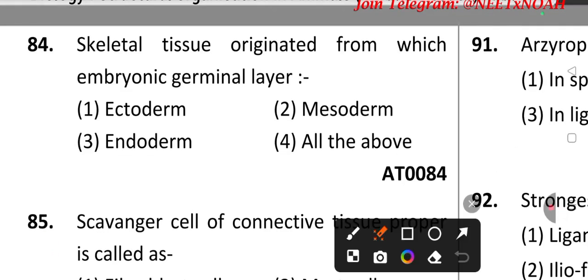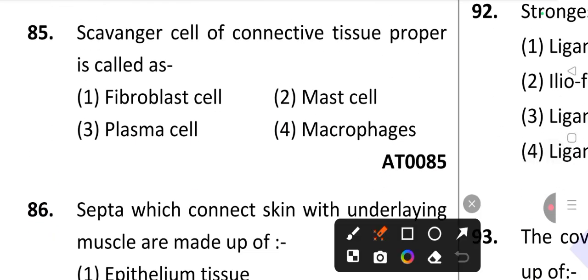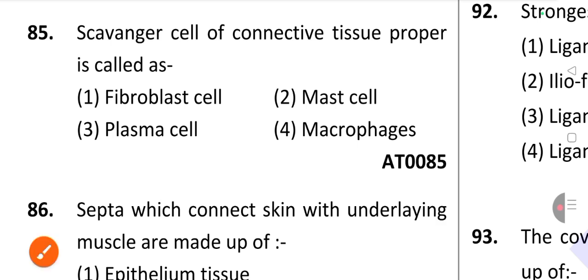It is originated from mesodermal layer. Next, scavenger cell of connective tissue. It is called the scavenger cell of connective tissue. We can also know it as macrophages. Next, 86th question is septa which connect skin with underlying muscle are made up of.